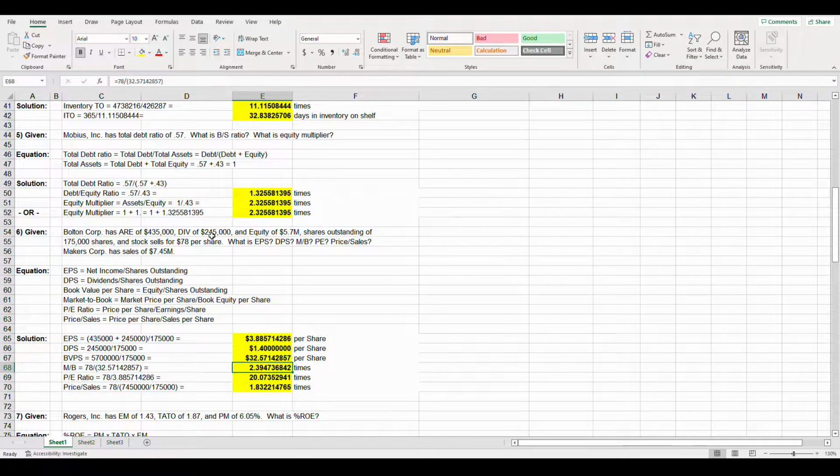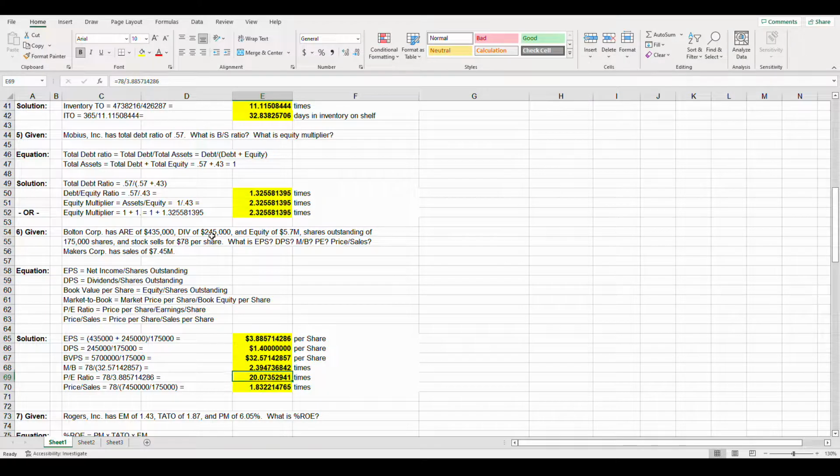Market to book ratio is the market price or market value per share of $78, and that was given. And then I'm going to divide that by the book value per share that I just calculated above of $32.57, and I get a market to book ratio of approximately 2.4 times. So is this company doing well at creating value? Yes, their market value is 2.4 times their book value or original historic cost.